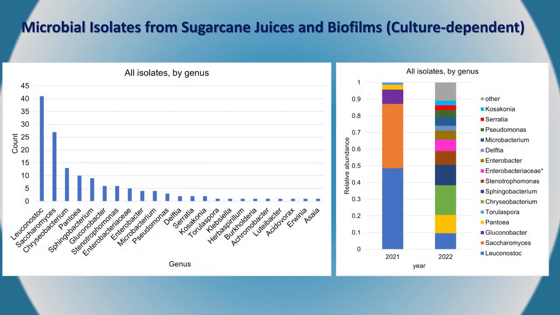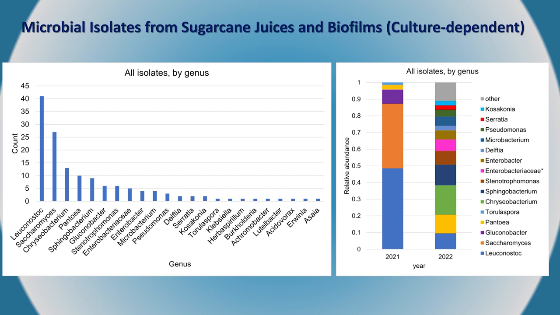So these are the results we have so far from the culture-dependent isolations. And on the left panel here, these are grouped from these last 2 seasons in order of abundance. So the most common one we isolated was Leuconostoc, followed by Saccharomyces and some other bacteria you may or may not have heard of. Some other notable ones are Pantoea and Gluconobacter, and several members of the Enterobacteriaceae family. And then the only other yeast we found was one Torulaspora yeast. So that's kind of interesting.